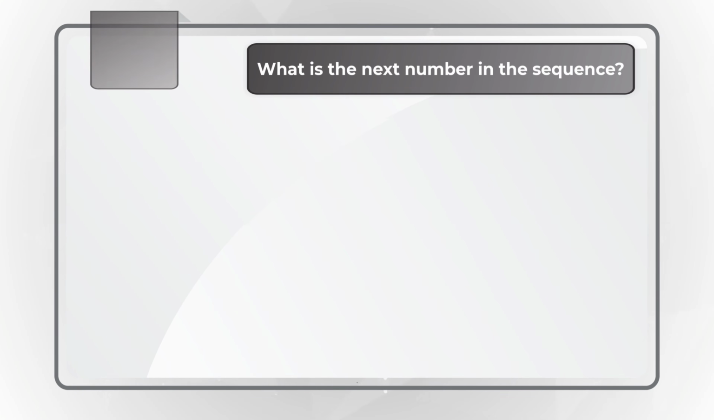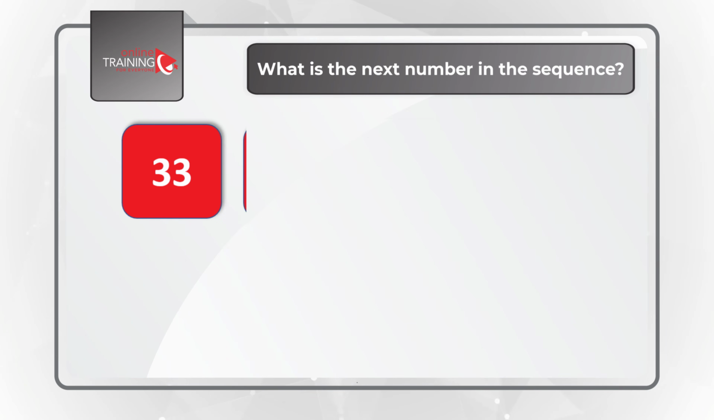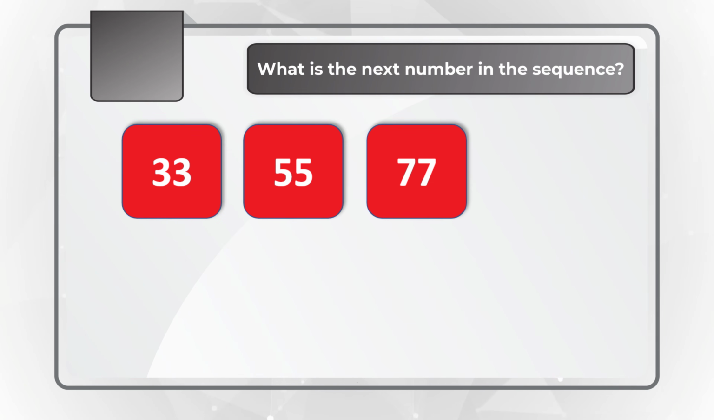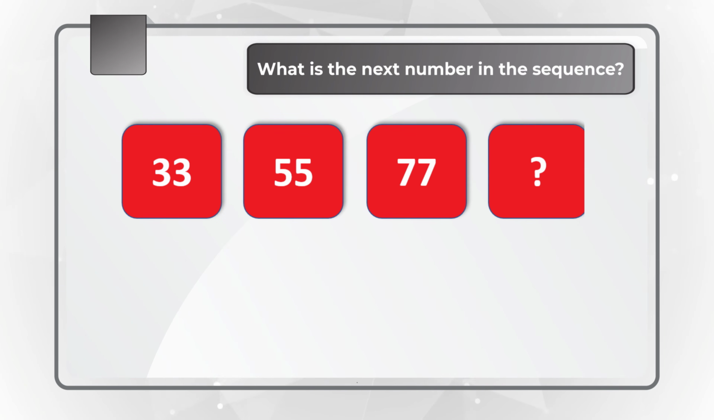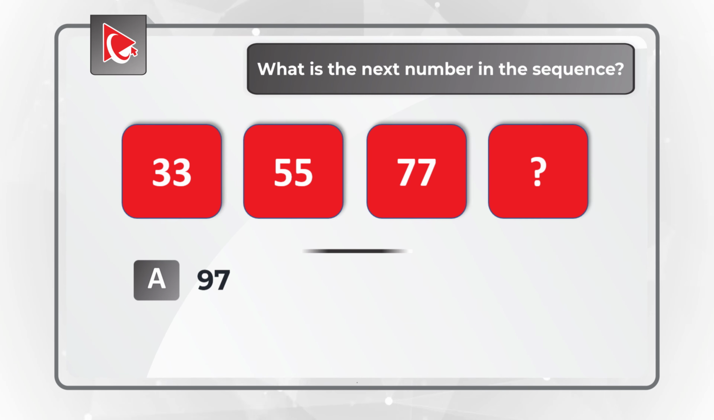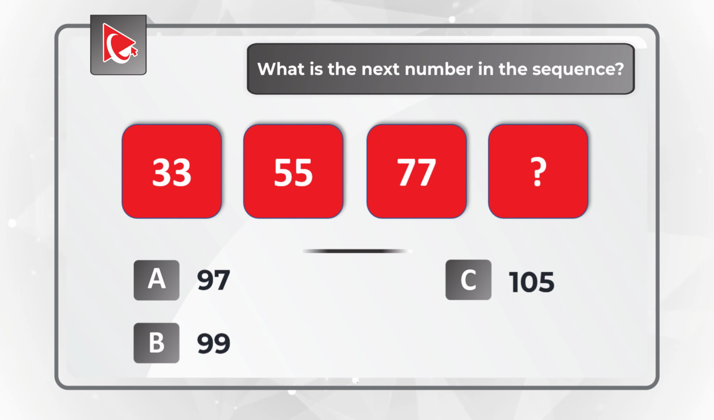This is your opportunity to find the next number in the sequence. You are presented with 3 different numbers, 33, 55, 77, and 1 number is missing. You have 4 different choices to select the solution. Choice A, 97, Choice B, 99, Choice C, 105, and Choice D, 107.